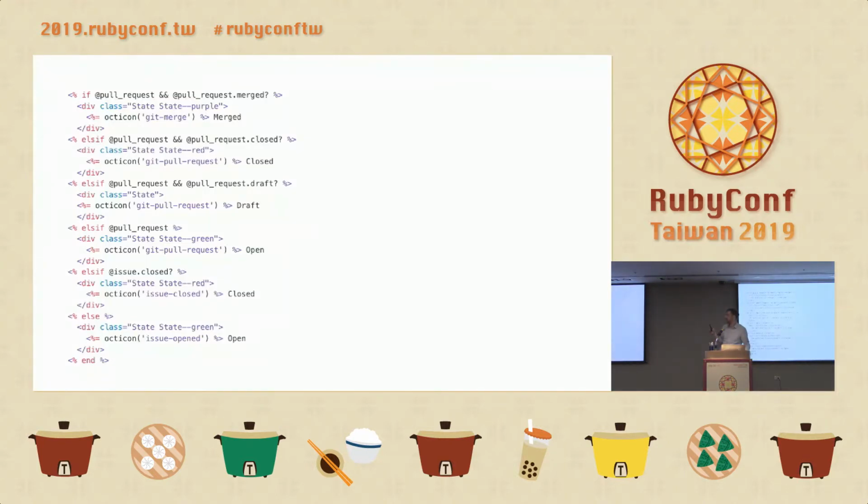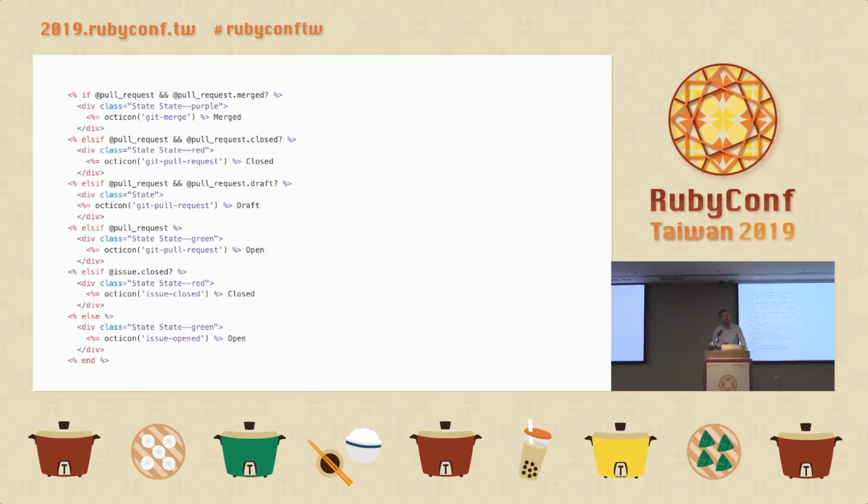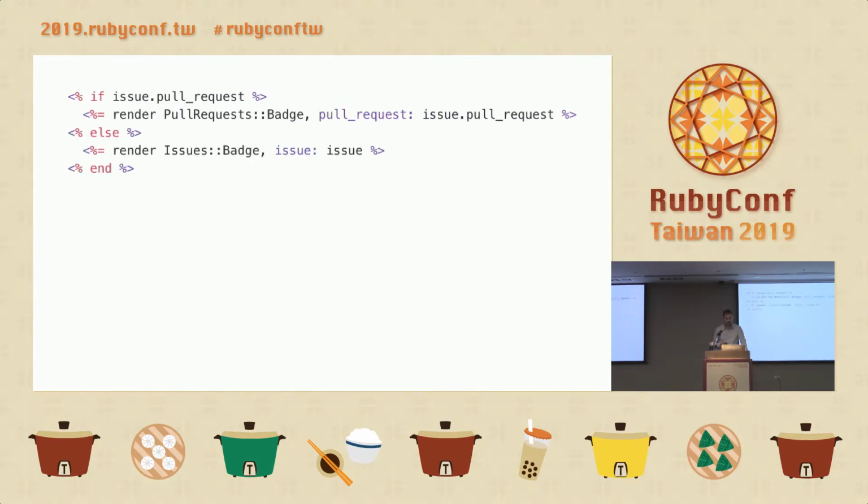But something doesn't seem right about this template. The first 2/3 handle various pull request states, while the last third handles issue state. It seems that we really have two components here, not one. So since the view that calls our component knows whether it is dealing with a pull request or an issue, how about we split this out into two components and let the view pick which one to use? Now that's not so bad.